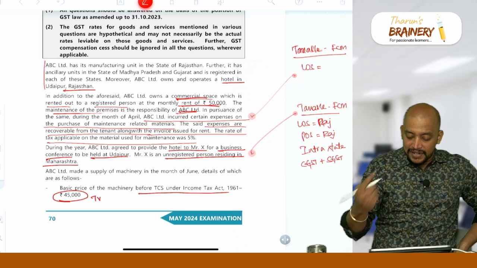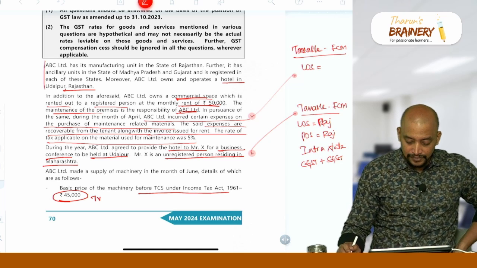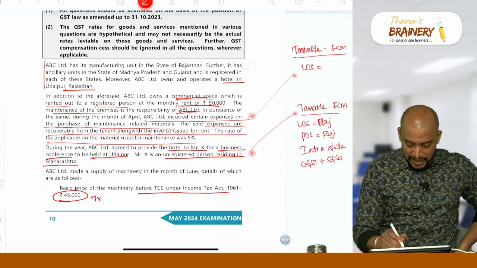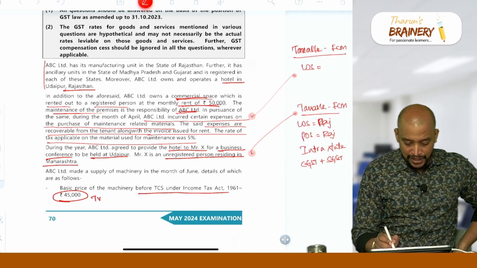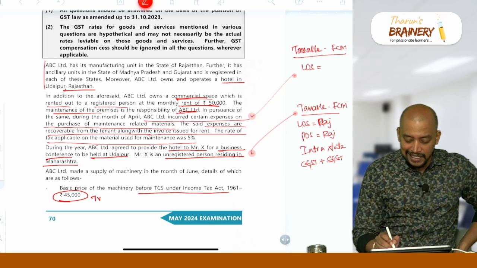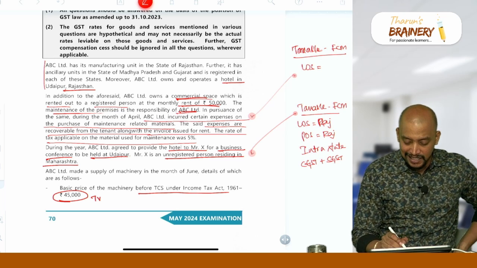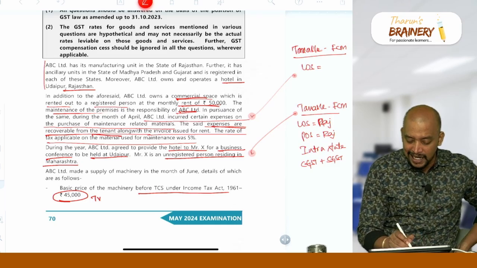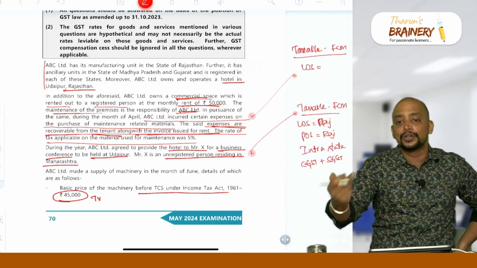ABC. Whether they recovered that maintenance charges? The maintenance of premise is the responsibility of ABC Limited. In pursuance of the same, during the month of April, ABC Limited incurred certain expense on the purchase of maintenance related materials. The said expenses are recoverable from the tenant along with the invoice issued to the tenant.